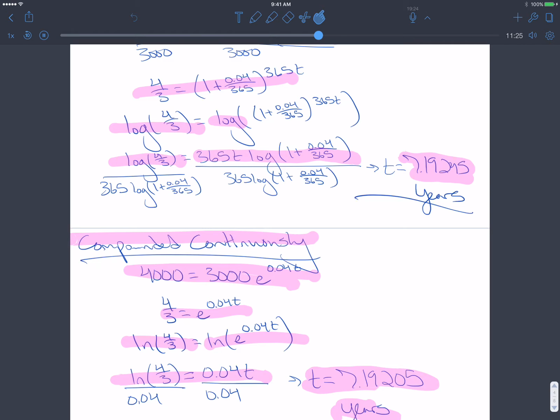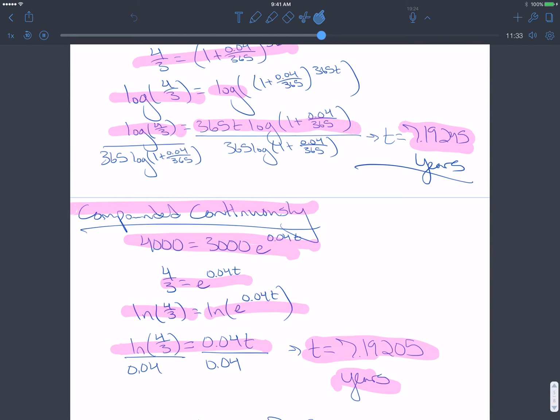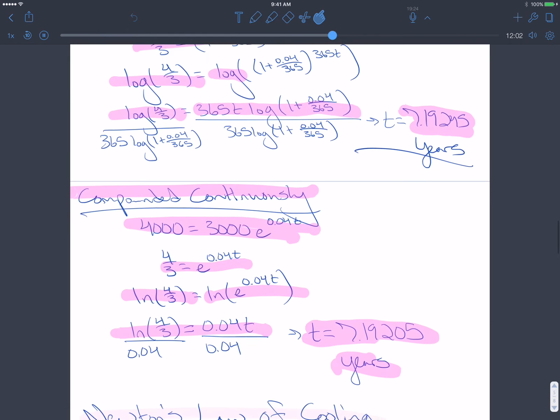So you'll notice that it got less and less and less with each stage. And so it's important to just notice that the more frequently that you add your interest, the less time you have to wait for it to reach a certain value. In some circumstances that's going to be more obvious than others. I mean, 4% isn't a huge increase, so it doesn't make a huge difference in the number of years. In fact, if we rounded all of these, they'd all round down to 7 years. So it's not a huge difference if the percentage is very small. One more application, Newton's law of cooling.